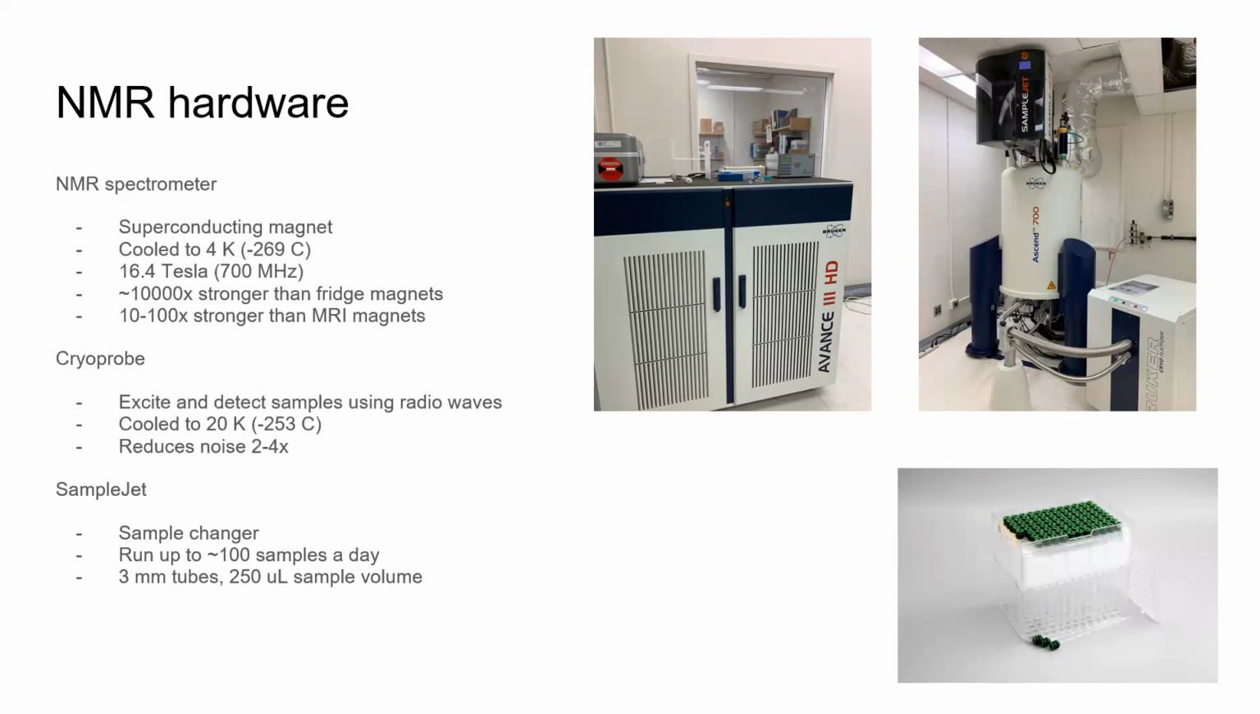We also have a sample jet, which is the machine on top of the spectrometer. This is a sample changer. We put our samples into NMR tubes, and then put those NMR tubes into racks, which go into the sample jet. The sample jet has a robotic arm that can pick up and put the samples in and out of the spectrometer. And so we can run potentially up to 100 samples a day in this way.